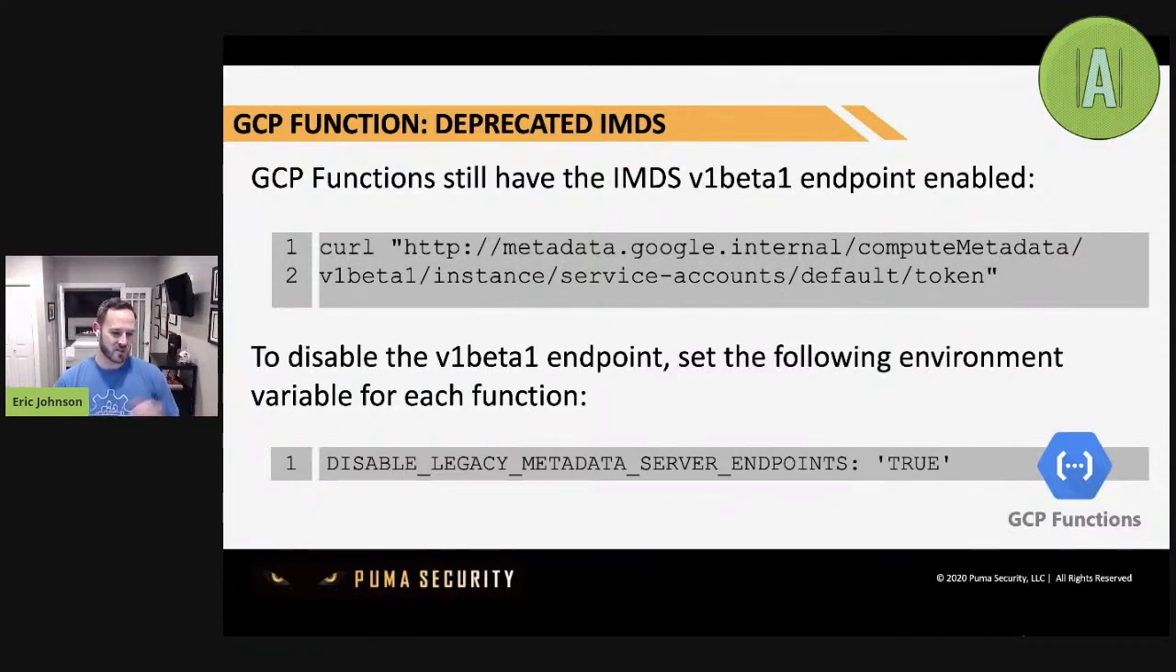Their function environment does not have .1 active, but it does have v1beta1 active out of the box. And you have to do something to actually turn it off. So if you don't want this very basic SSRF vulnerable endpoint to be available, we're just curling metadata.google.internal/yada yada yada/service-accounts/default/token to get the OAuth bearer token for the environment back. In every single function, you have to set the disable legacy metadata server endpoints environment variable to true to block requests to the vulnerable implementation. So that was kind of fun to run into as we were poking around with this stuff.